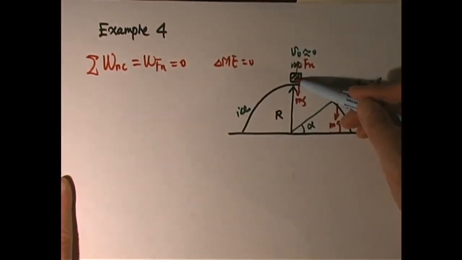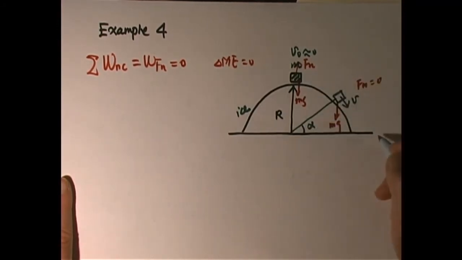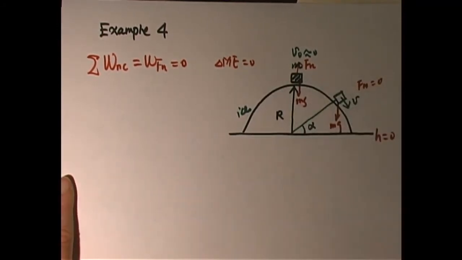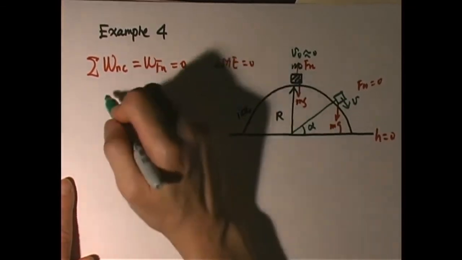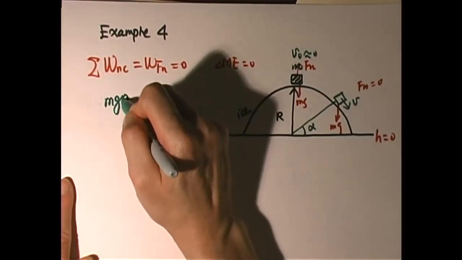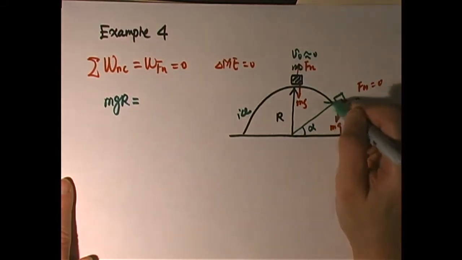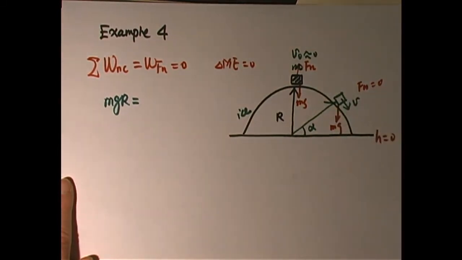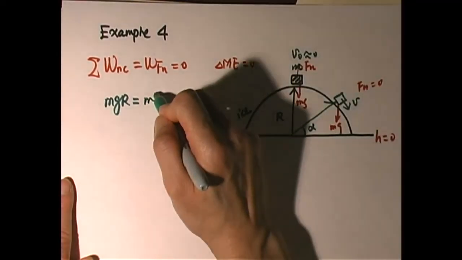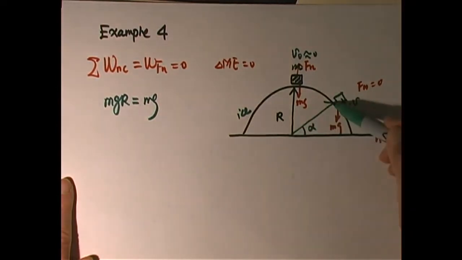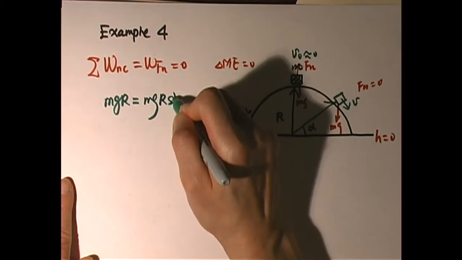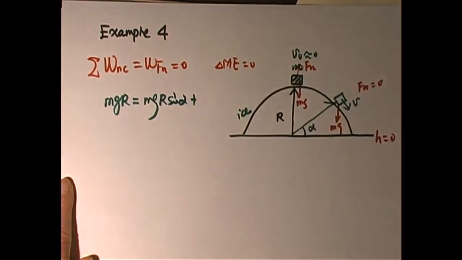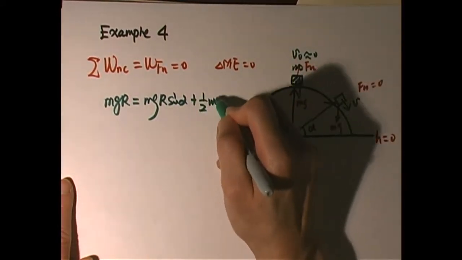Then we say, okay, delta ME equals 0 for the block. Initially, right here, it only has a height. If we take h equals 0 right here, then initially it only has gravitational potential of mgr. But at the final position, when the block loses contact with the ice, it has a height, so mg times this height. Obviously, this is r, and we want this height, that is r sine alpha. So it's mgr sine alpha, plus it has speed, 1/2 mv squared.